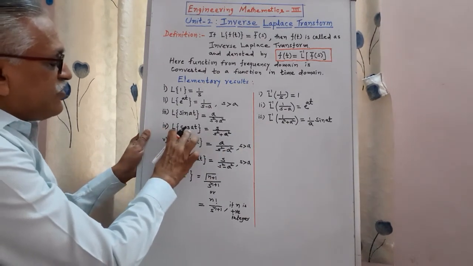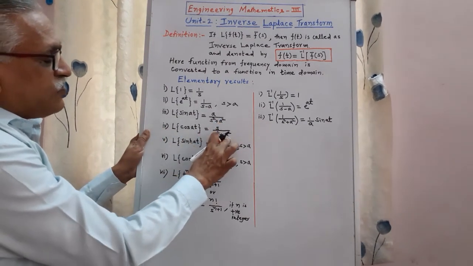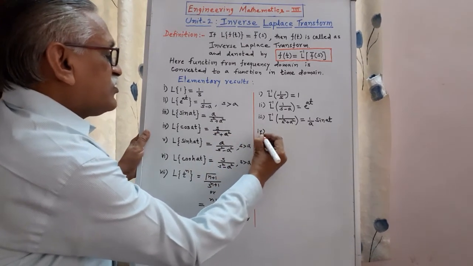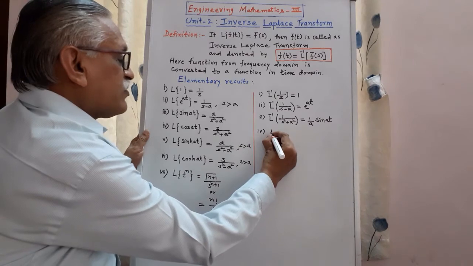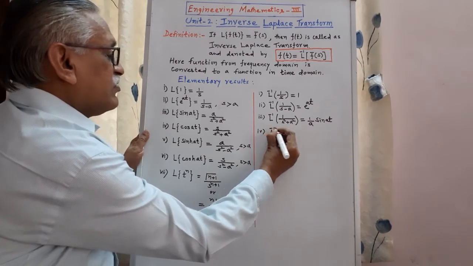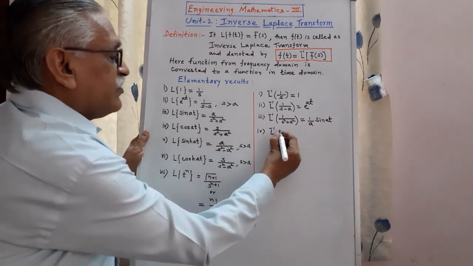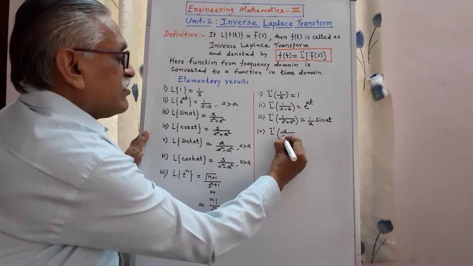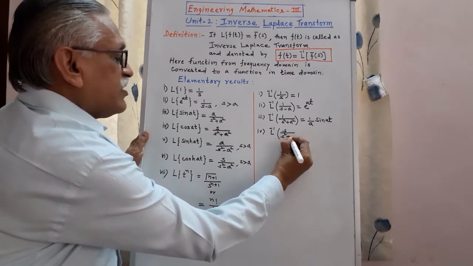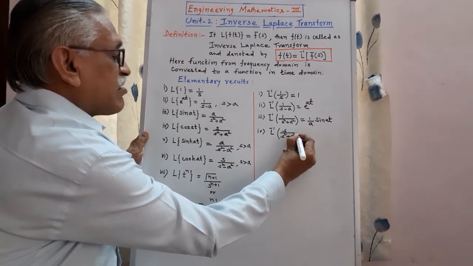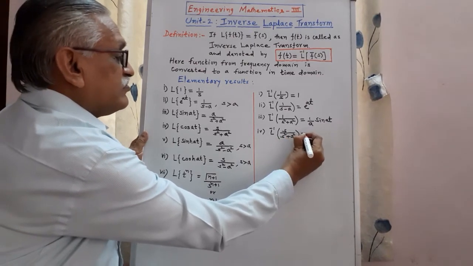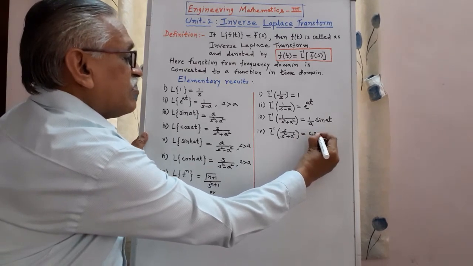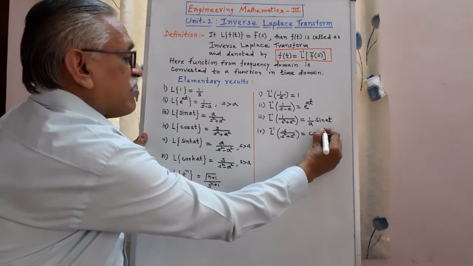Fourth result is Laplace of cos at is s upon s square plus a square, and therefore we get here the fourth result as inverse Laplace of, transferring this to the other side, we get inverse of s upon s square plus a square as cos at.